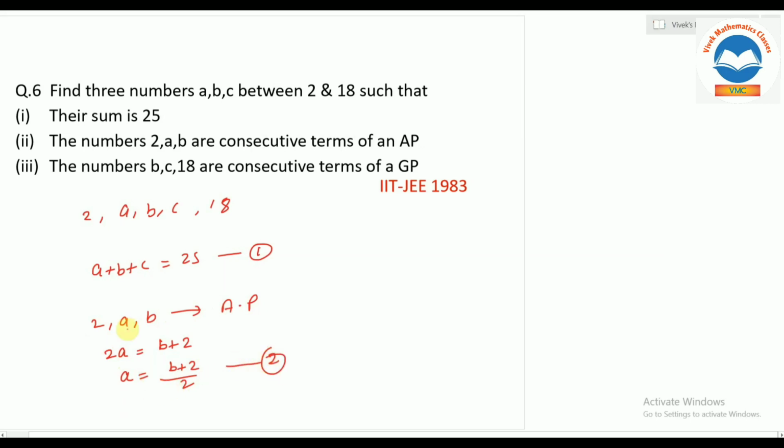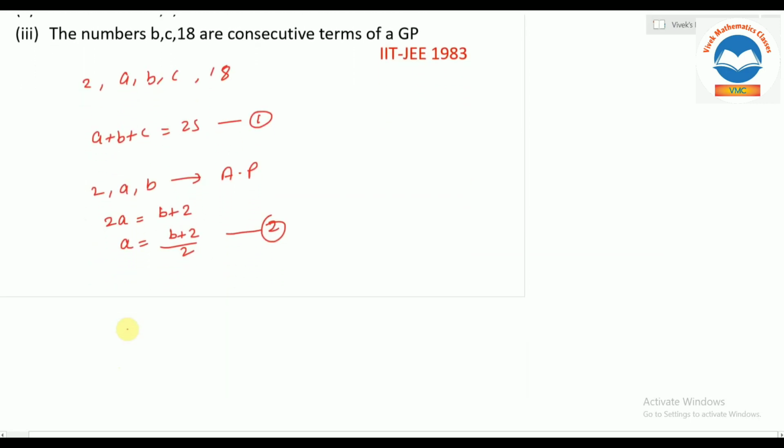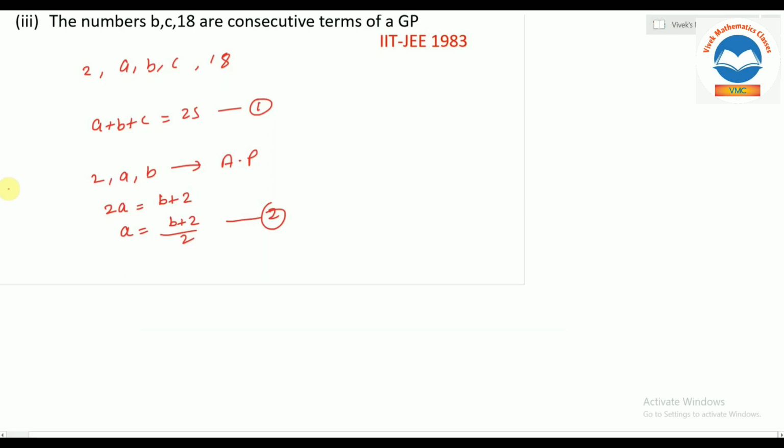Next, what we have given? The numbers B, C and 18 are in GP. We will apply this also. B, C, 18, these 3 numbers are in GP. So what can we write? Square of middle term, it means C square will be 18 into B. This will be our equation number 3.